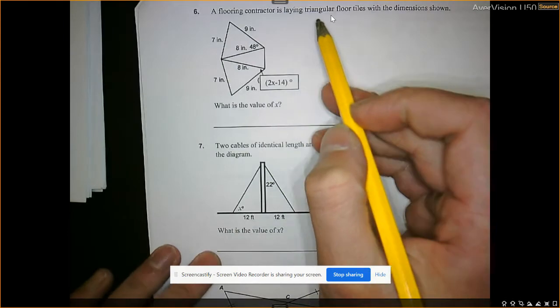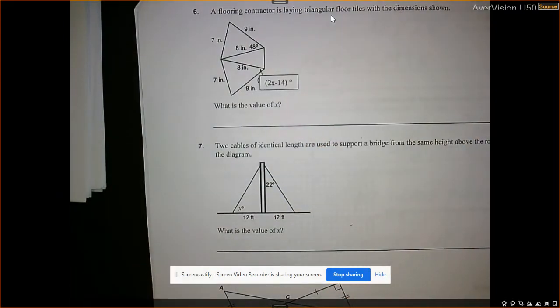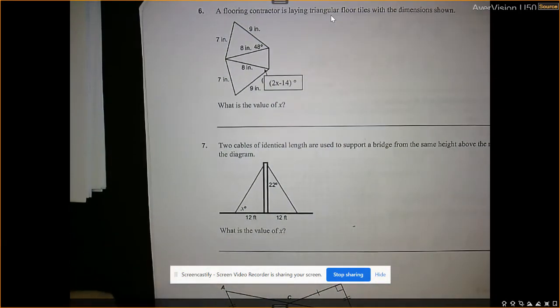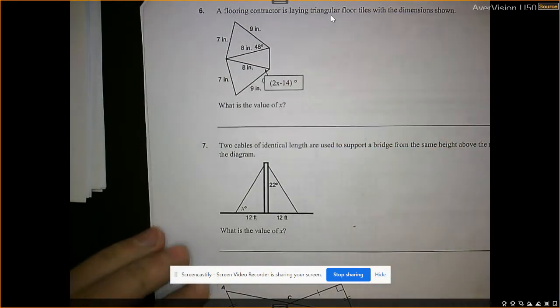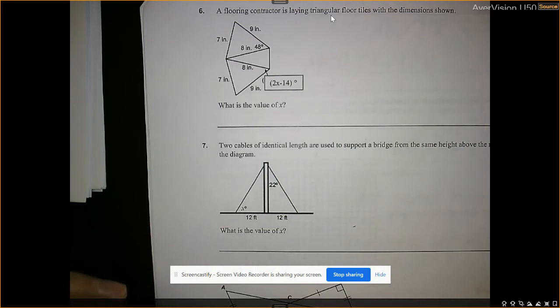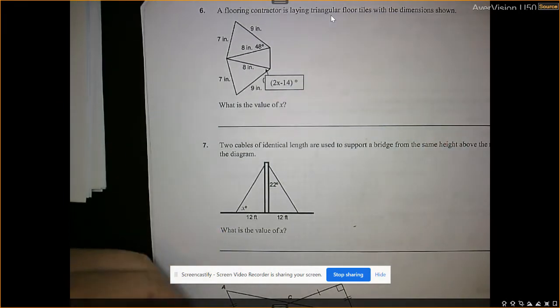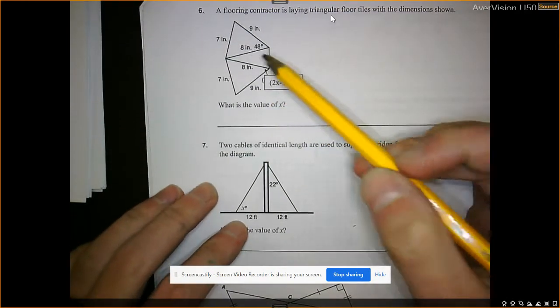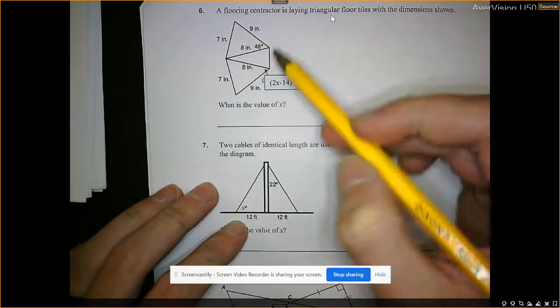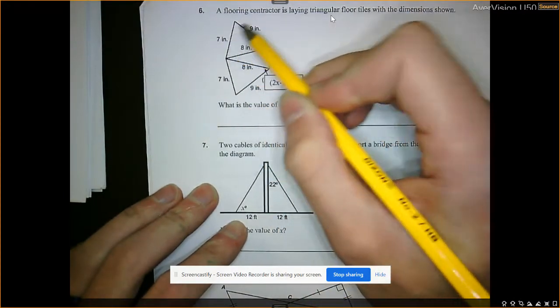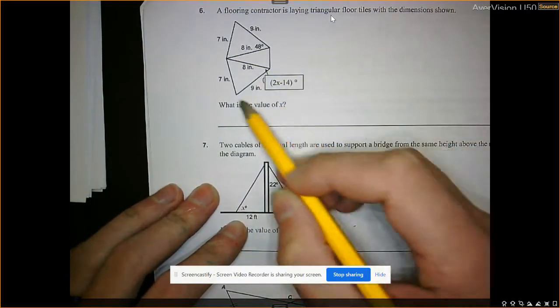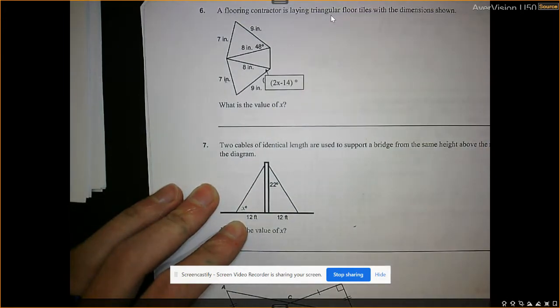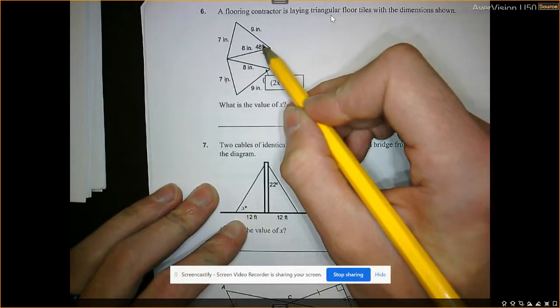Okay. Looking at number 6 now. A flooring contractor is laying triangle floor tiles with the dimensions shown. Okay, very cool. But we just care about what the value of x is. Now, if this is tiling, right, tiling has to be congruent. And, well, actually, we know these two triangles are congruent by side, side, side, right? 7, 9, and 8. This has 7, 9, and 8. Okay, and the 46, sorry, that's a 48, I believe.